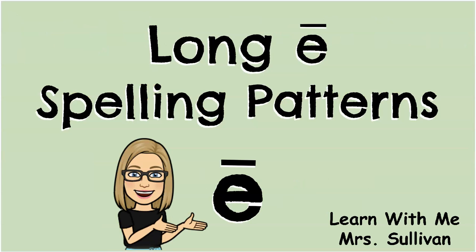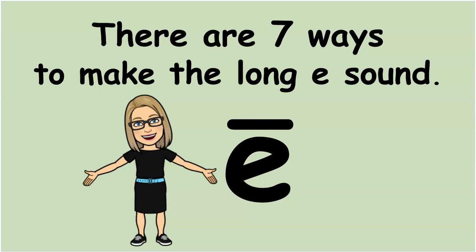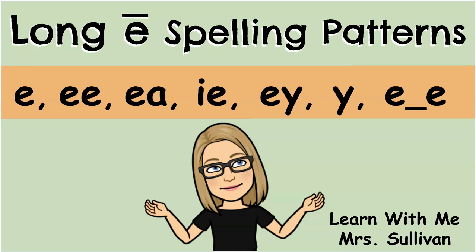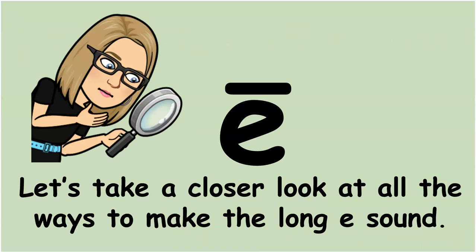Sullivan. Long E spelling patterns. When you see the little line above the letter E, that represents the long vowel sound E. There are 7 ways to make the long E sound. They are E, E-E, E-A, I-E, E-Y, Y, and E consonant E. That's a lot of ways. Let's take a closer look at all of these ways to make the long E sound.